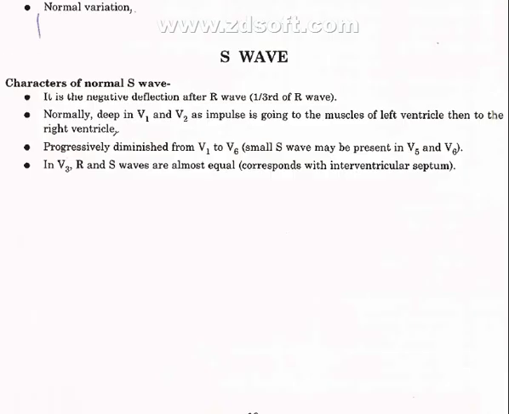Now the S wave. Characters of normal S wave. It is the negative deflection after R wave, one third of R wave. Normally deep in V1 and V2 as impulse is going to the muscles of the left ventricle rather than to the right ventricle. Progressively diminished from V1 to V6. Small S wave may be present in V5 and V6. In V3, R and S waves are almost equal, corresponding with the interventricular septum.